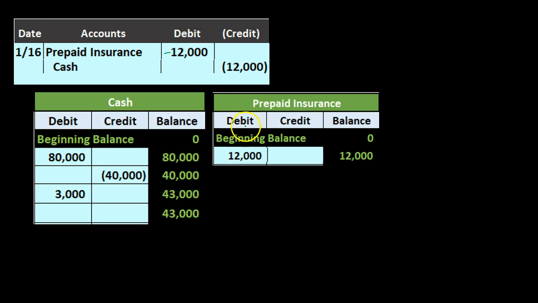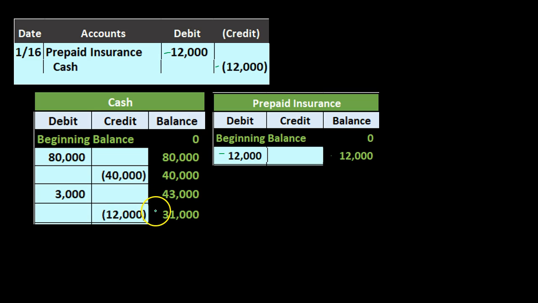We're going to debit prepaid insurance, increasing it in the debit direction to the $12,000. Then we're going to credit cash. So here's our cash account. We're going to credit cash. That's going to bring the $43,000 balance down by $12,000 to $31,000.